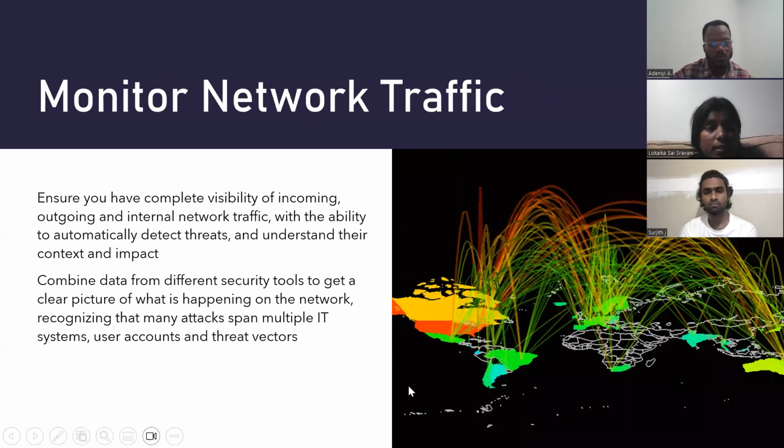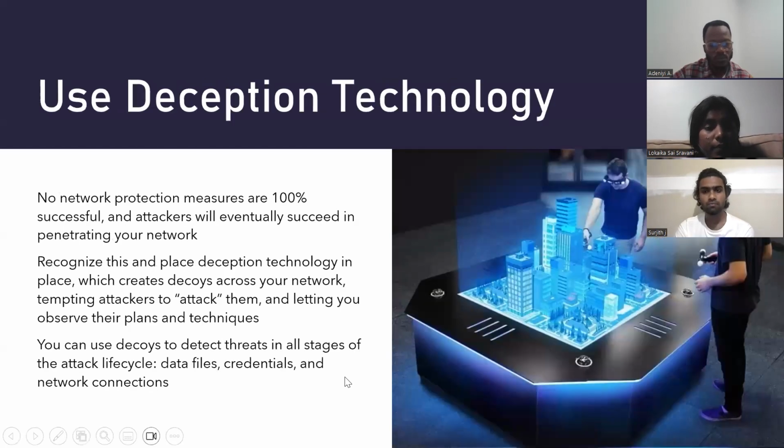The next one is monitor network traffic. Ensure you have complete visibility of incoming, outgoing, and internal network traffic with the ability to automatically detect threats and understand their context and impact. Combine data from different security tools to get a clear picture of what is happening on the network, recognizing that many attacks span multiple IT systems, accounts and threat vectors.